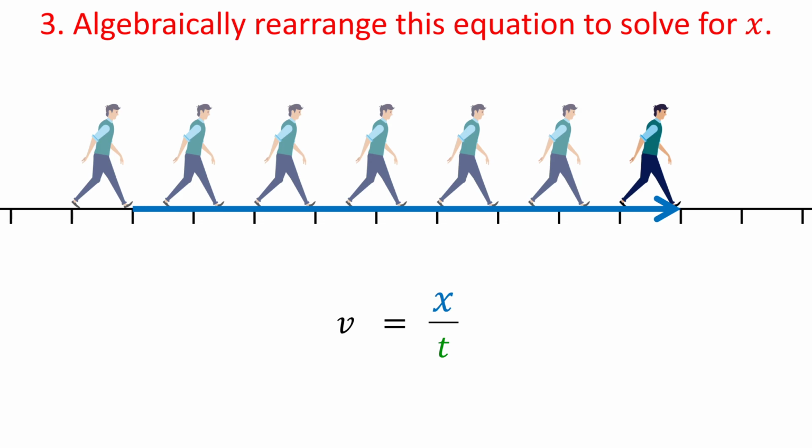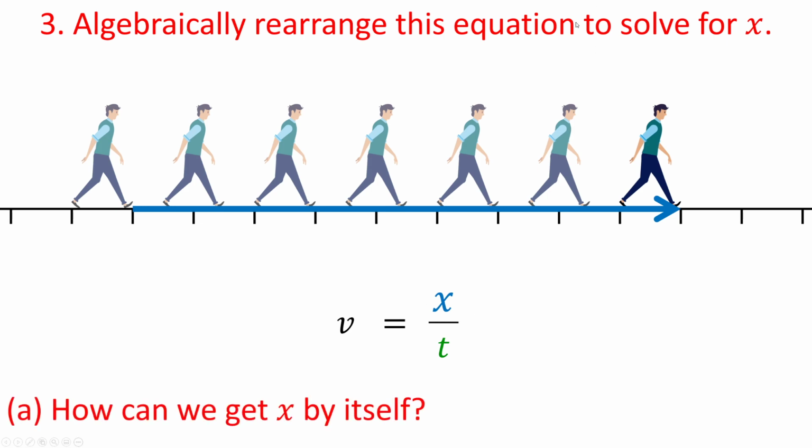Next question. Algebraically rearrange this equation to solve for x. Solving for x means get x by itself. So the first question is, how can we get x by itself? What do you need to do to get x to be by itself? Pause this video and respond.